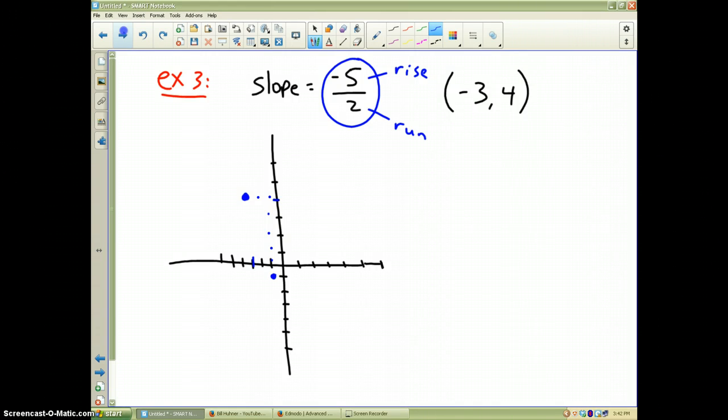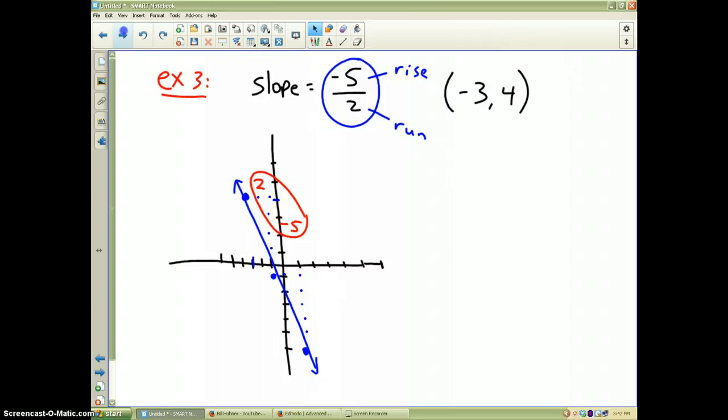And I'm going to do it again, over 2. 1, 2, and down 1, 2, 3, 4, 5, and put a nice big dot. And hopefully, I didn't quite draw that one straight, but I think you get the point. Hopefully you notice that our run is 2 and we went down 5, and that is where our slope comes from, -5/2. And that's how you graph using slope and 1 point.